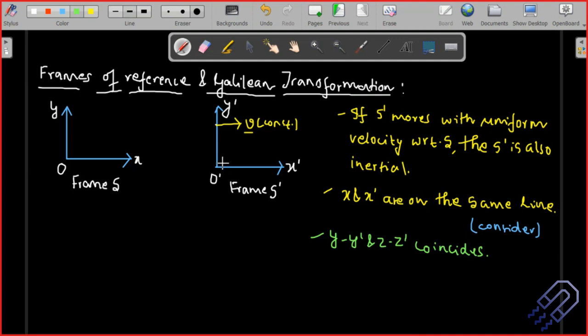Okay, so there is only motion along the x-axis. So that is the consideration that we are basically doing. Okay, and what happens here is, for understanding Galilean transformation, when this O and O prime are at the same point, so what does it mean?